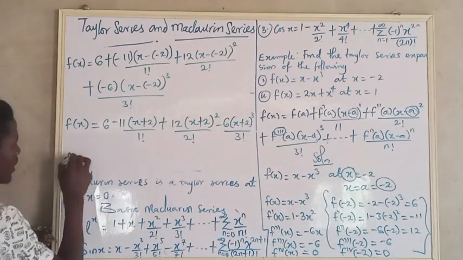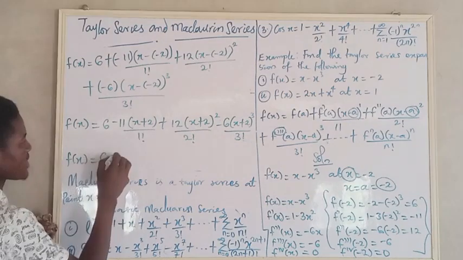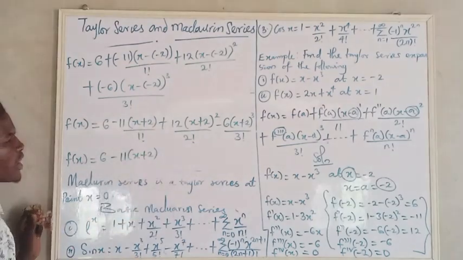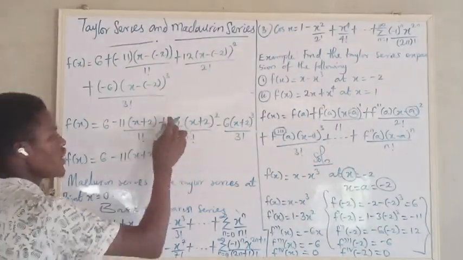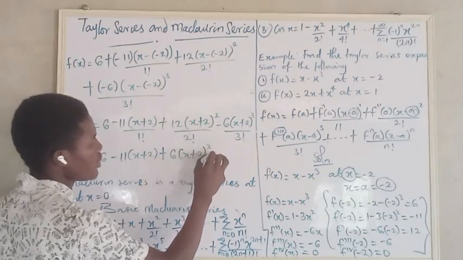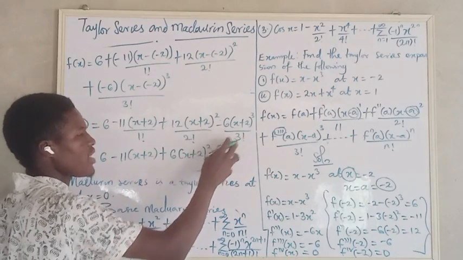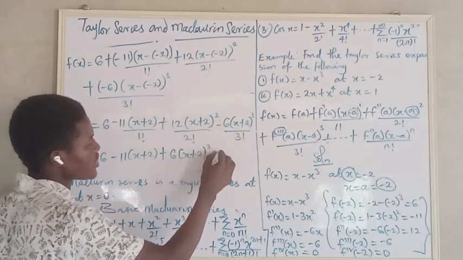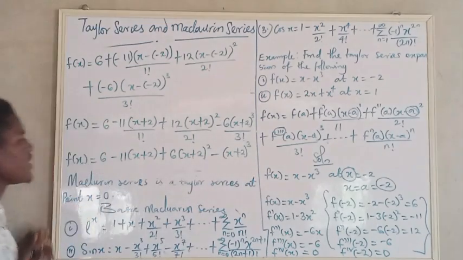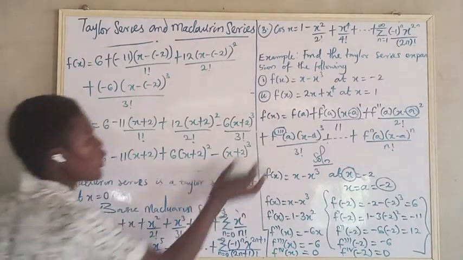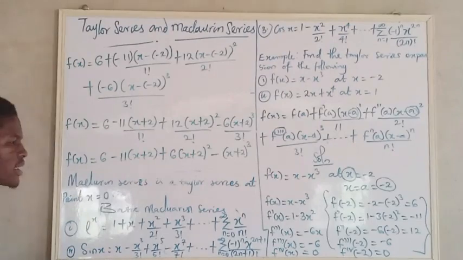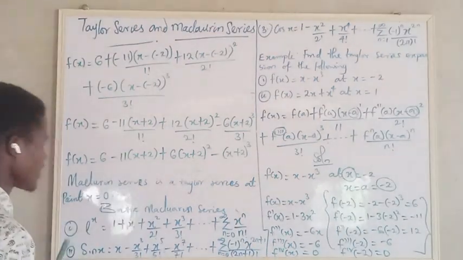If you simplify further, you are going to have 6 minus 11 times (x plus 2), because 1 factorial is 1. Then plus, 2 factorial is 2, 2 here 6. So you have 6 times (x plus 2) raised to power 2. Then 3 factorial is 6. 6 times, 6 going in 6, that's 1. So we have this one to be minus (x plus 2) raised to power 3. So this is the Taylor series expansion of this x minus x raised to power 3. Do we understand that now? So let's go to the next example.